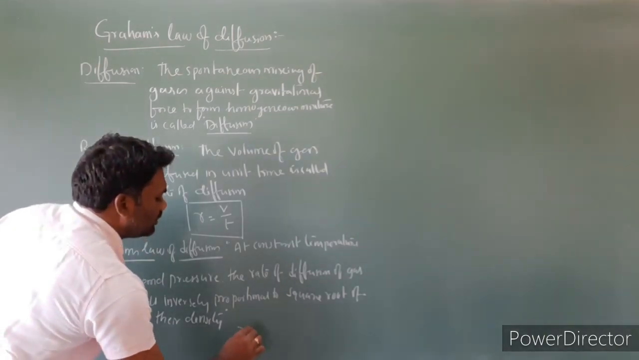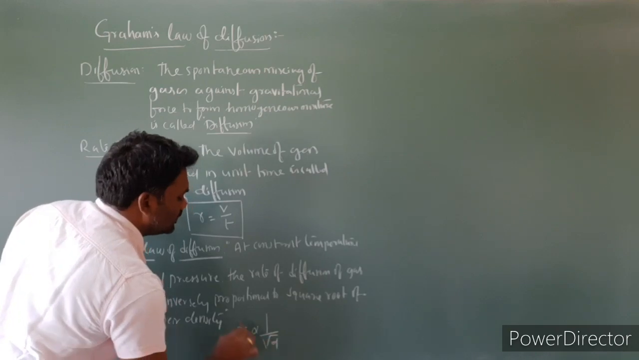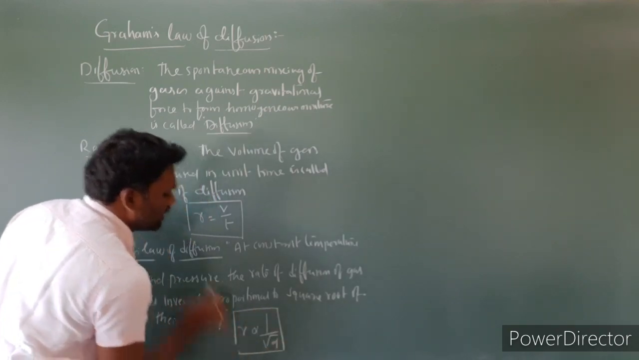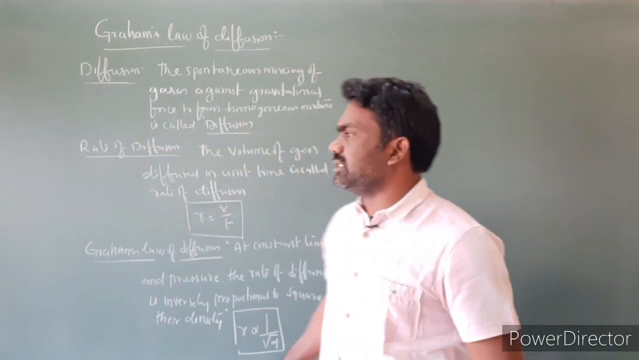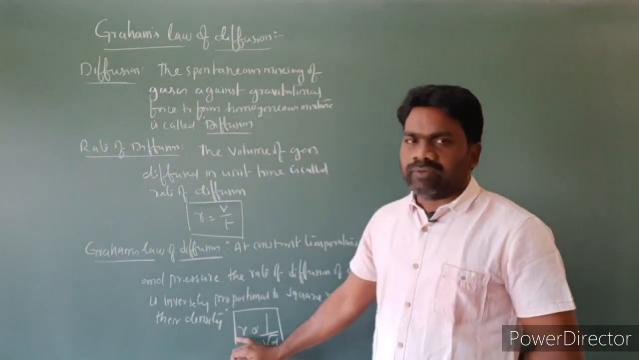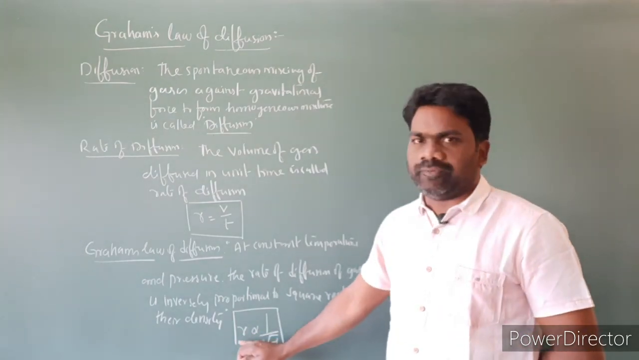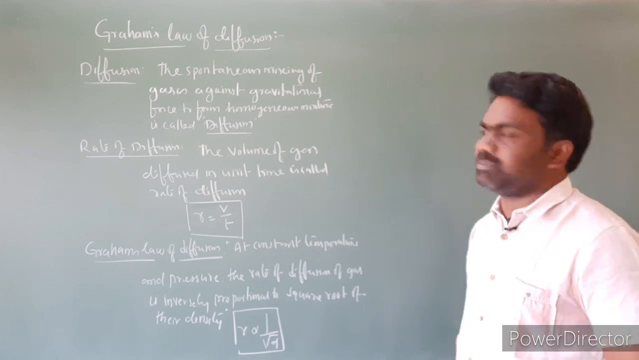Then R is inversely proportional to 1 by root D. So this is the mathematical expression. R is inversely proportional to 1 by root D. So this is Graham's law of diffusion. Now R1, R2 are the rates of diffusion and D1, D2 are the densities of two gases respectively.